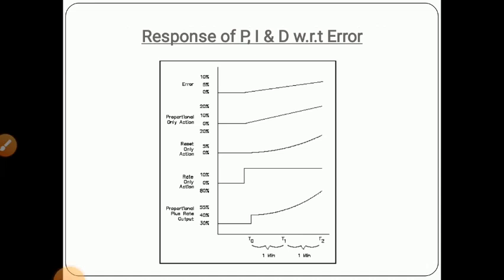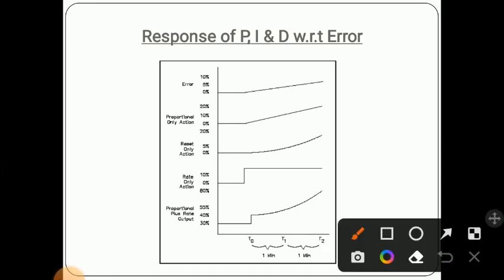Here one comparative graph is shown, the response of P, I and D with respect to error. Suppose error is varying from 0% to 5% to 10% in the first graph. In the second graph, if only proportional action is working, then we'll get a proportional curve like this. So we'll get just a proportional curve.